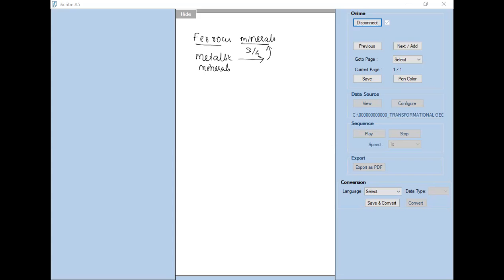So the ferrous minerals provide a base for metallurgical industries for the development of all kinds of metals. We need ferrous minerals. And even after satisfying the internal demands of the industry, we are also exporting ferrous minerals. So India has a surplus amount of ferrous minerals.